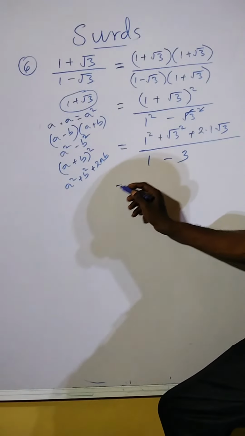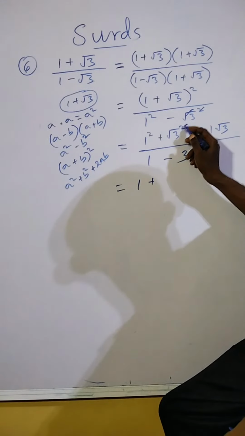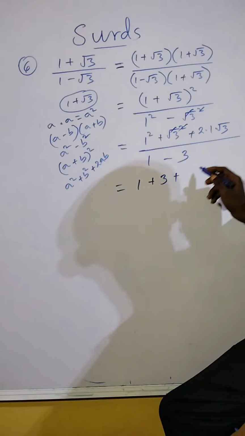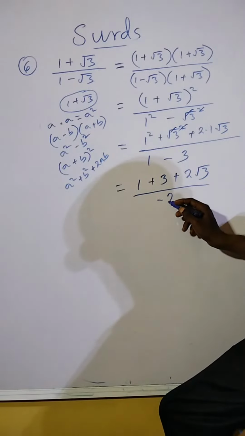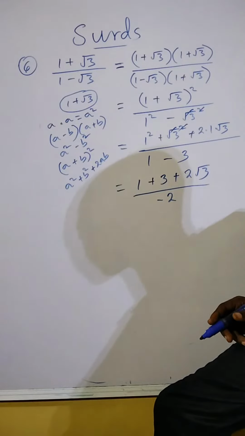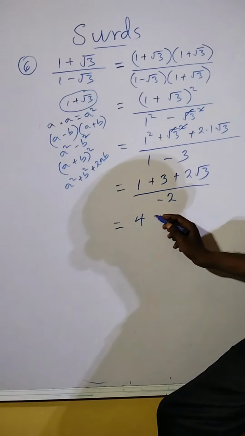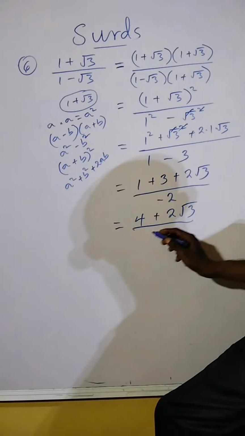Okay, so here we now have 1 square is still 1 plus root 3 square. Square cancel square root, we have 3. Then plus 2 times 1 times root 3, that gives us 2 root 3, which is divided by 1 minus 3, that gives us minus 2. Okay, so here we have 1 plus 3, that's 4. Then plus 2 root 3 over minus 2.